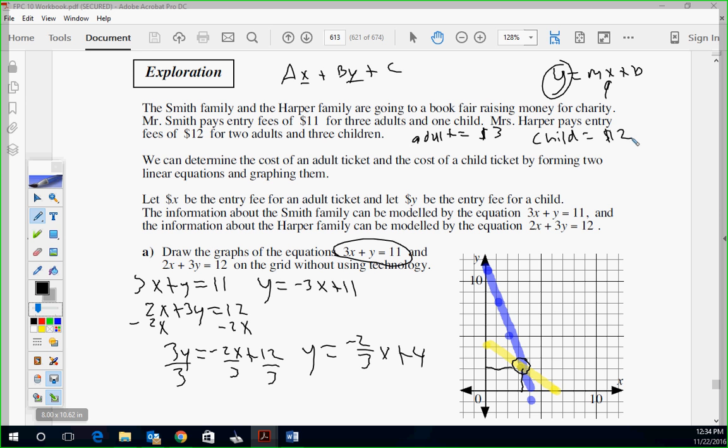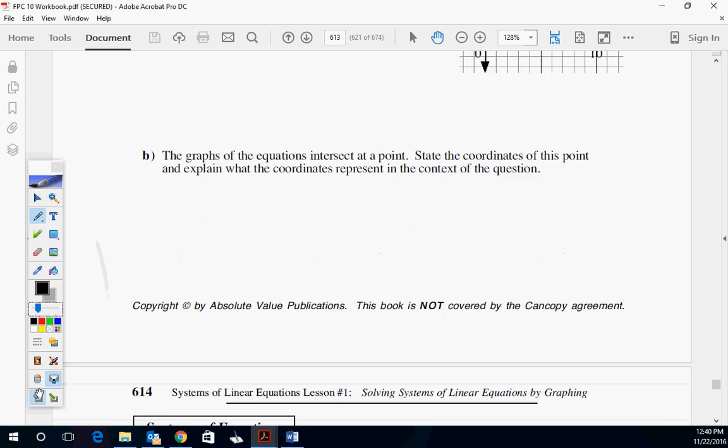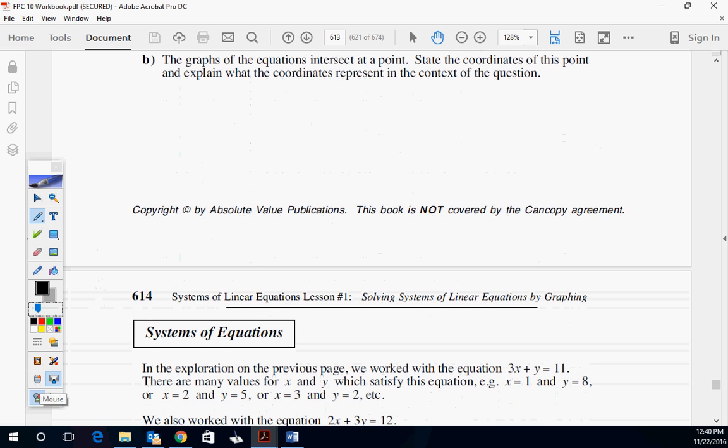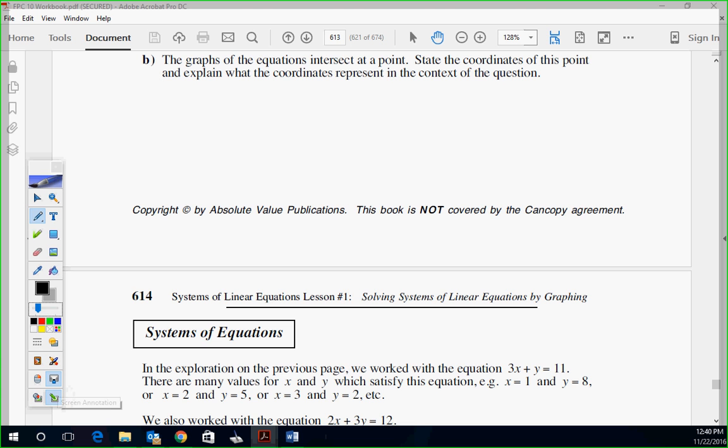Okay, perfect. Today's one of the first lessons, so it's going to be a little bit slower and redundant. If you have questions, ask, but it's not going to be a short lesson today. The graphs of equations intersect at a point, state the coordinates of the point. So we can already skip this here. I'll write it here so you guys can see it. Our point was 3, 2. That's where they crossed. Explain what that means. We did this already. Adult is $3. Child is $2. That's what that meant.